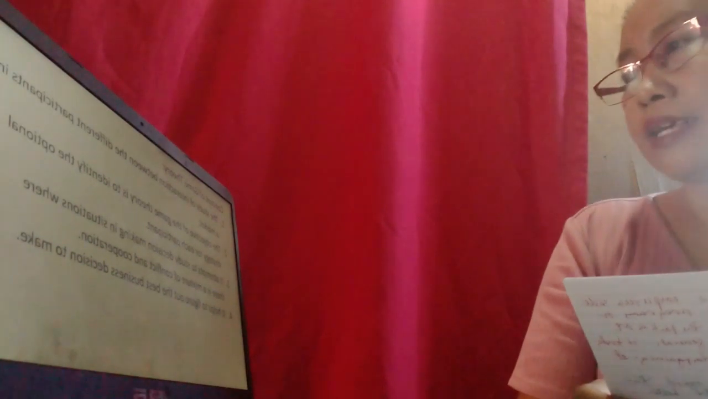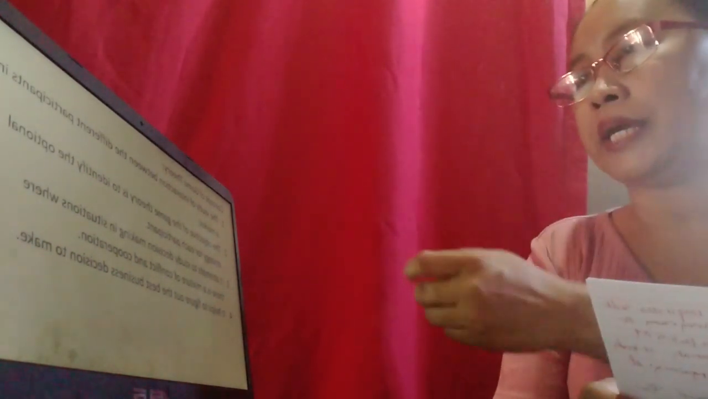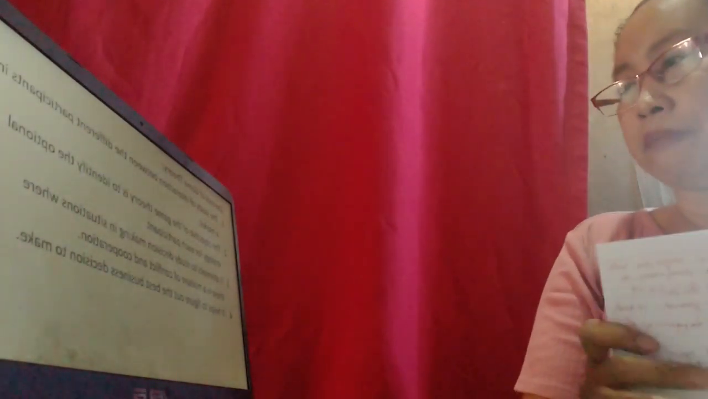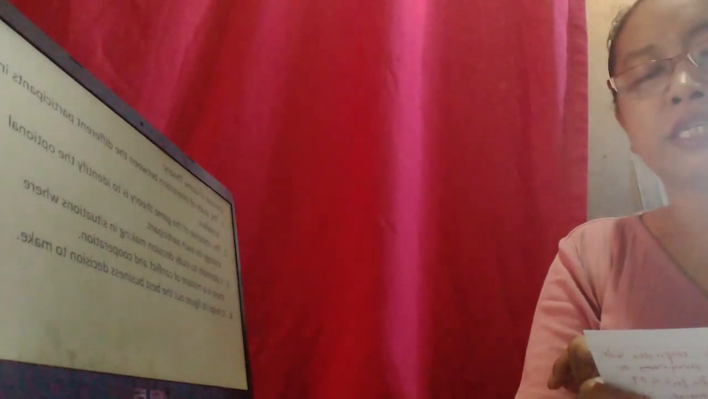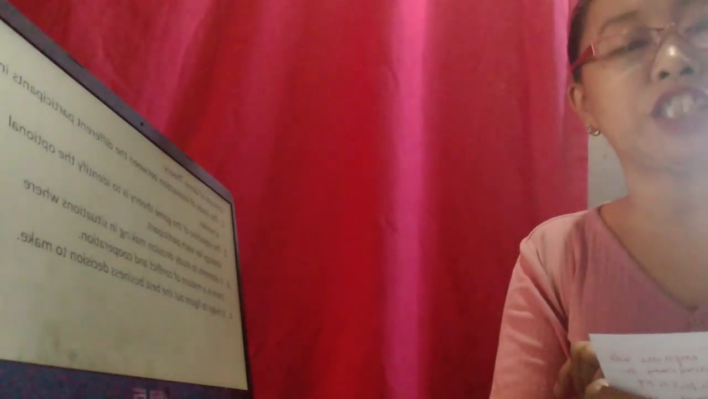So in number two, it says that the objective of game theory is to identify the optimal strategy for each participant. Okay, for the third concept, it attempts to study decision-making in situations where there is a mixture of conflict and cooperation. So a game is a competitive situation where two or more players pursue their own interests and no person can dictate the outcome.